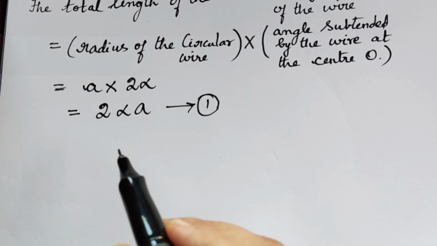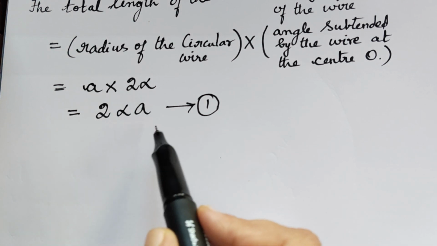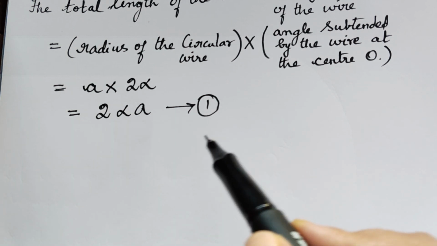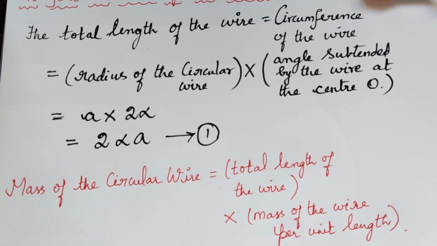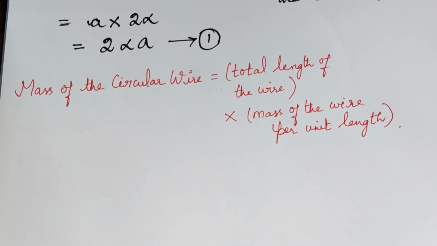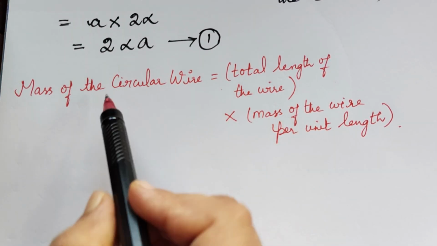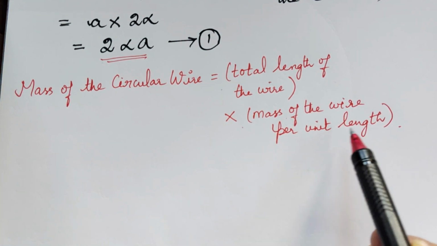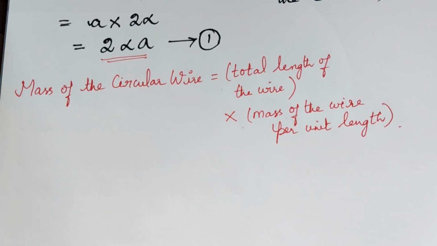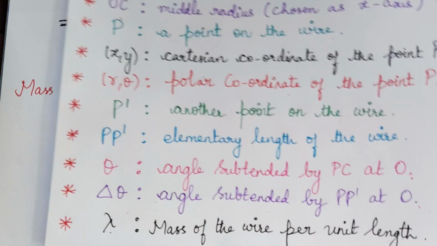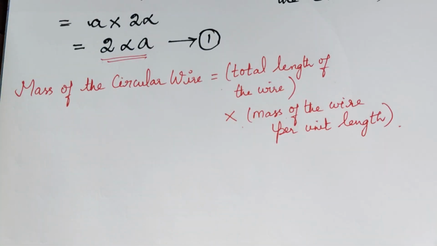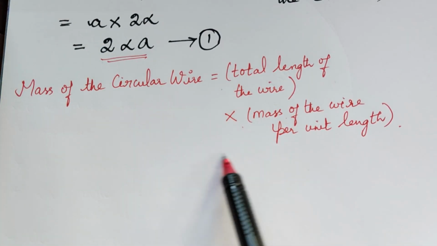The next step is we have to find the mass of the circular wire. So how to find that? We have to multiply this total length with the mass of the wire per unit length, which is lambda. So let us do that now. The mass of the circular wire is equal to the total length of the wire that we have found, that is from 1, multiplied with the mass of the wire per unit length, which is lambda by our assumption. So let us substitute these two values over here and we will find the mass of the circular wire.